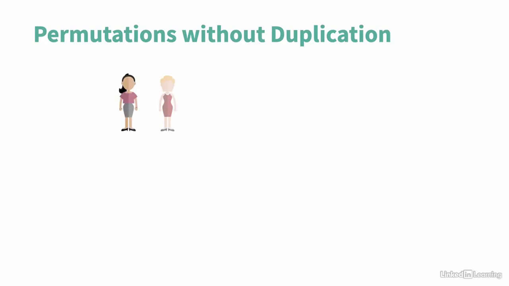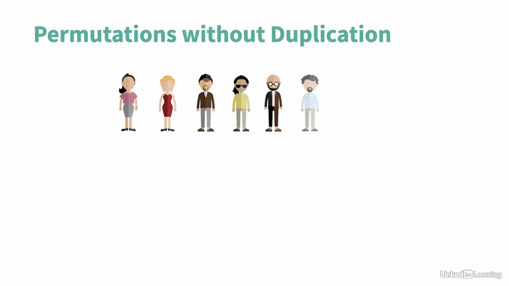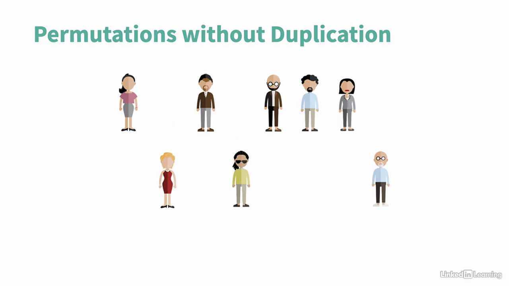When you analyze business data, you will often need to select a subset of a larger collection of items. When the order matters, you are dealing with what are called permutations. As an example, let's assume that you have 8 individuals who have offered to speak at a company event, but you can only choose 3.